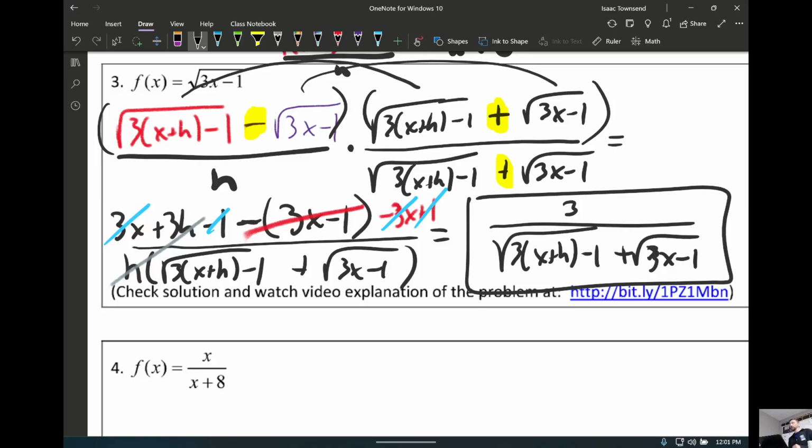Again, if you wanted to plug in 0 for h, you would then have what's called the derivative, which again, if you're moving on to calculus next year or some point in your life, you'll realize how important derivatives are.